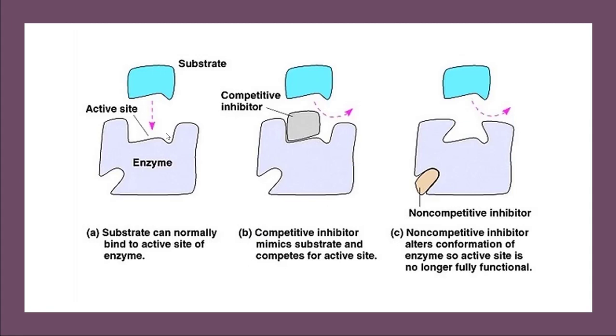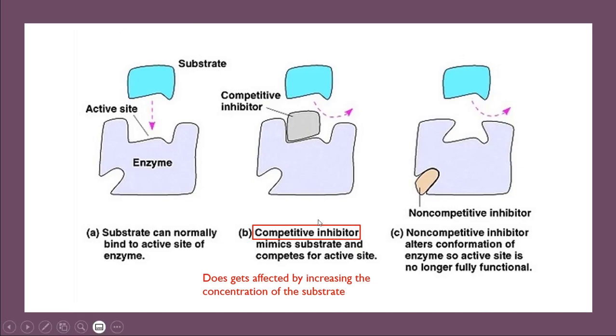Okay, so now we're going to discuss the reversible one first and irreversible later on. So here you can see two different things. One is competitive and one is non-competitive. In competitive inhibitors, you can see that this inhibitor is taking the place of substrate, and substrate cannot attach to the active site and it's going away. So it does get affected by increasing the concentration of substrate. If you have a lot of substrate here, this inhibitor is going to be replaced by the substrate again because the substrate's affinity is more than the inhibitor here due to its more concentration.